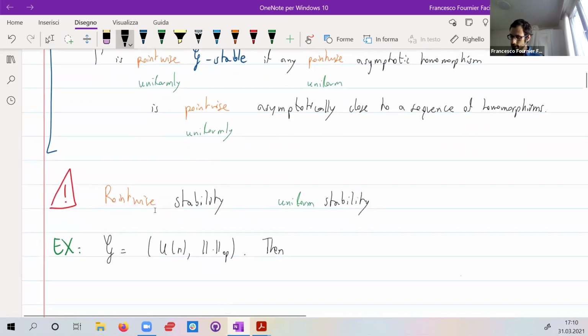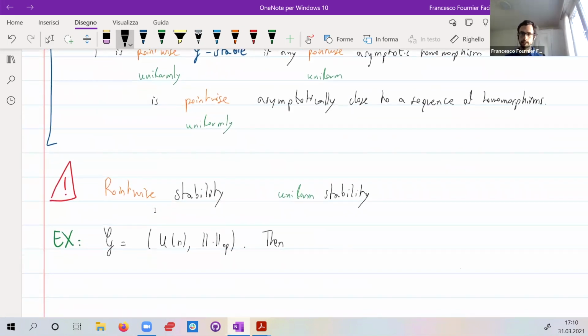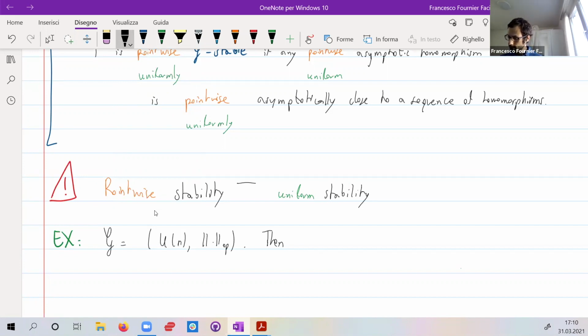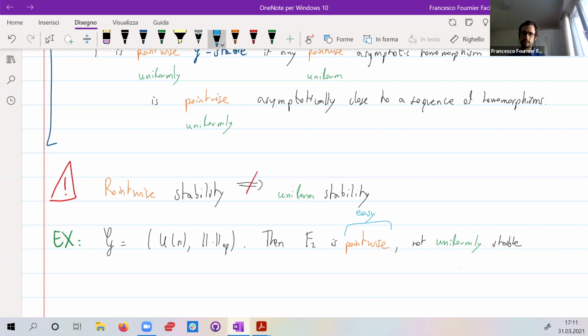So, for example, take G to be the family of unitary groups with the distance given by the operator norm that we saw many times in this seminar, especially in the past few weeks. On the one hand, pointwise stability does not imply uniform stability. An example is that F2 is pointwise stable, but not uniformly stable. The pointwise stability is, maybe it's not easily seen from this definition, but many of you know that there is a definition in terms of presentations, and then from there it's quite simple. It's a very direct fact. And not uniformly stable, this I'm going to attribute to Rolli.